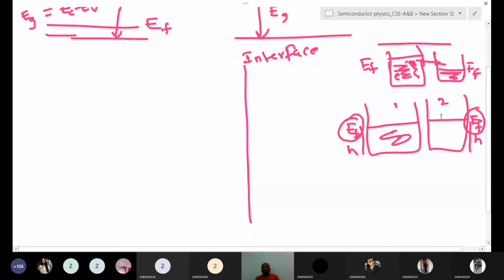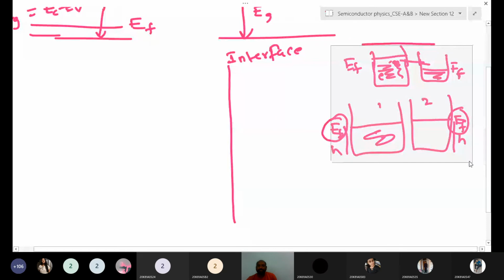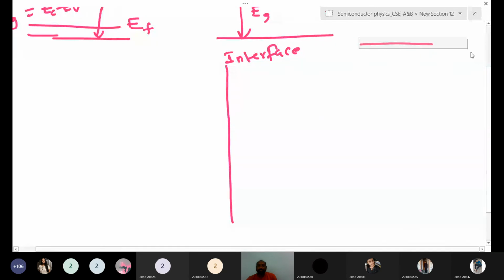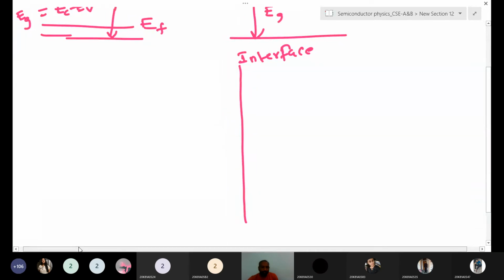Okay, this we will draw. After the interface, you have to draw the constant Fermi level at equilibrium condition. So remember, we are drawing at equilibrium condition. I am drawing the Fermi level, constant throughout the semiconductor. First we have drawn the interface. Second we have drawn the Fermi level. Right? The Fermi level we have drawn.